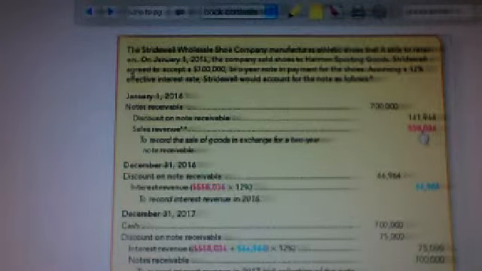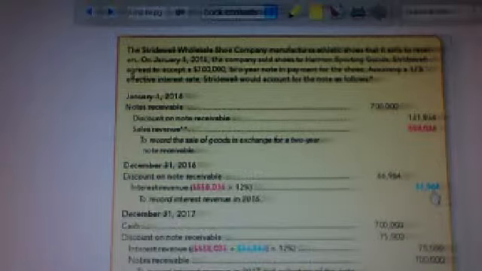The difference between that number and the $700,000 notes receivable amount that's debited to the balance sheet is your discount amount on the note receivable, $141,964. That amount is going to represent the interest revenue that will be recorded over the 2-year note. At the end of the first year, December 31st, 2016, we're going to go ahead and record the first year's interest, and we'll do that by debiting the discount account for $66,964 and crediting interest revenue for the same amount.